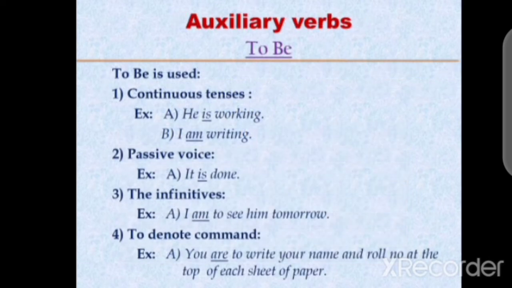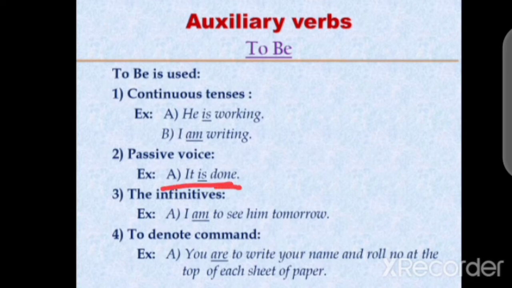Now let's see the different uses of the to be auxiliary verbs. To be is used in the formation of the continuous tenses. For example, he is working, they are playing, I am writing. Here the words working and writing are the main verbs and the words is, am, are are auxiliary verbs. Next, it is used in active voice and passive voice. When we change a sentence into the passive voice, we use the to be form. For example, it is done.